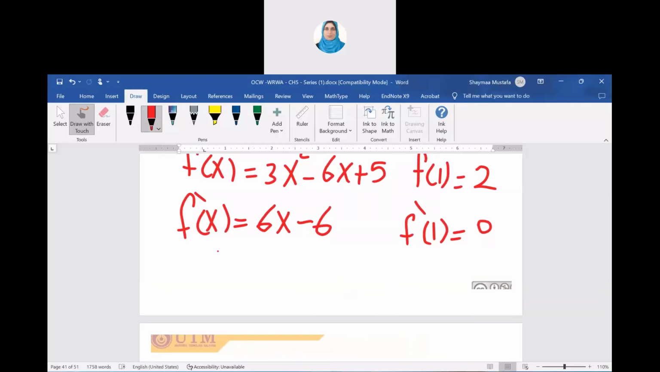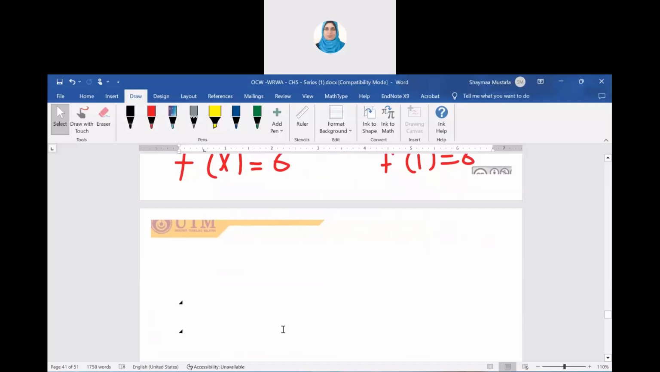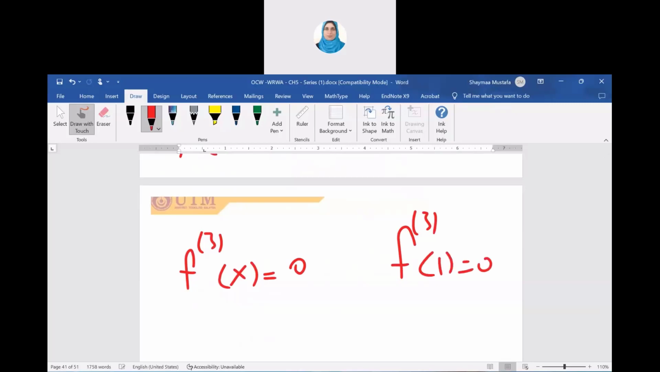Now the second derivative is 6. The second derivative at 1 is equal to 6. Now if I evaluate the third derivative, because the second derivative is 6, which is constant, the third derivative will be 0. So the third derivative at 1 is 0. We have to stop here because all the derivatives after that will be 0.